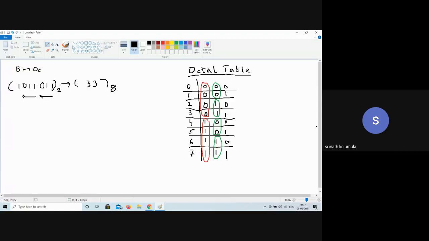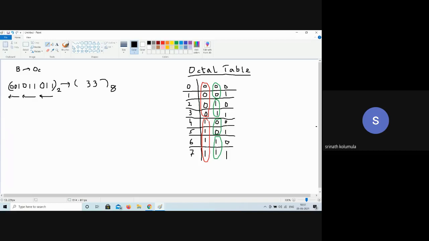Now tell me, how many digits are left here? Only 1 digit is left. Using 1 bit, can you construct an octal digit? No, you cannot. So I'll add 2 more zeros in the beginning. Any problem if I add zeros at the beginning? No problem. You can add as many zeros as you want in the beginning.